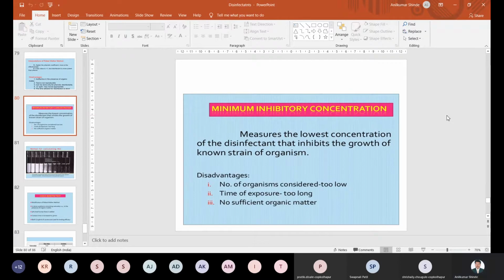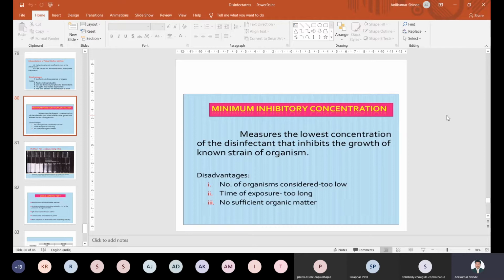The Rideal-Walker coefficient is 1, which means it has the same efficacy as phenol. Whatever your test solution or test disinfectant is, if you are comparing with phenol and the Rideal-Walker coefficient is 1, it means the effectiveness is the same as phenol. If the Rideal-Walker coefficient is less than 1, it means your test substance is less effective than phenol. So this is called the Rideal-Walker test.